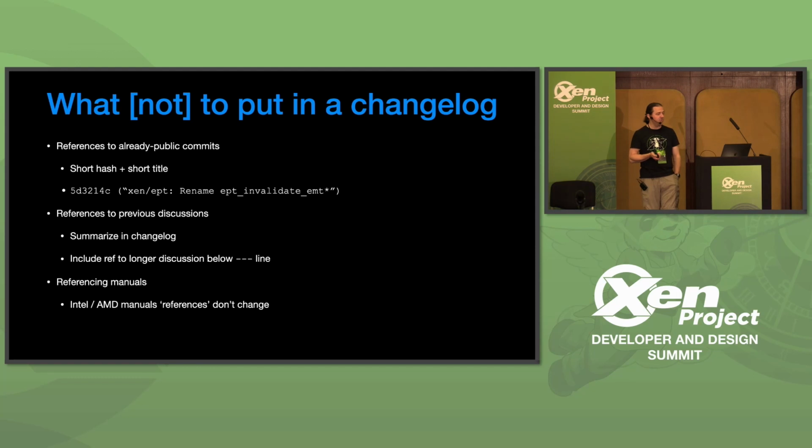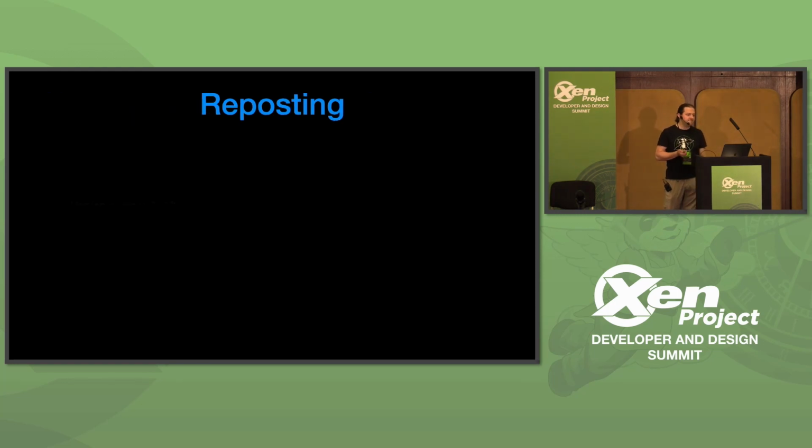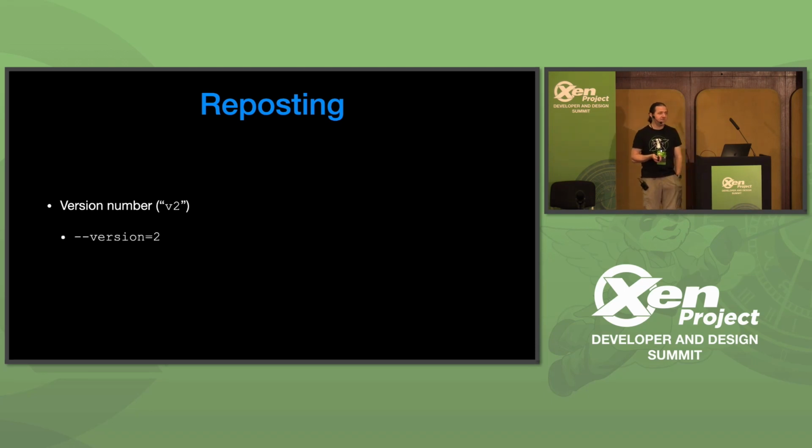When you're referencing manuals, the Intel and the AMD manuals, the references themselves are stable. So if you see, like, volume 3, 4.4.1, then that will be the same going forward. Reposting: use a version number. The easiest way to do this is to add --version 2 to send-email. And list the changes that you've made so that the reviewer knows which comments have been addressed and which have not.